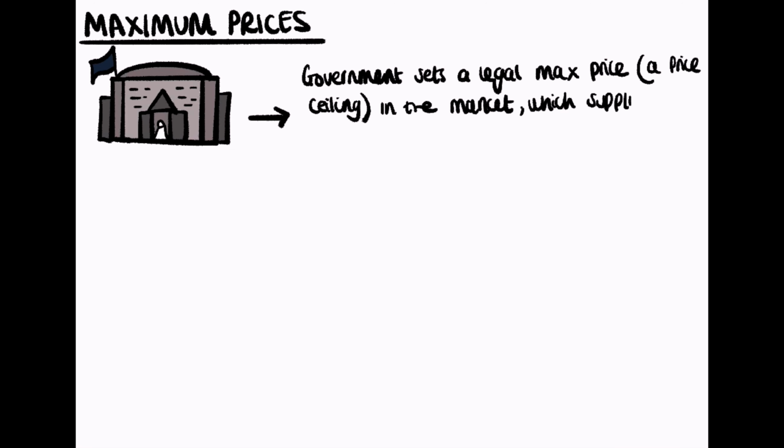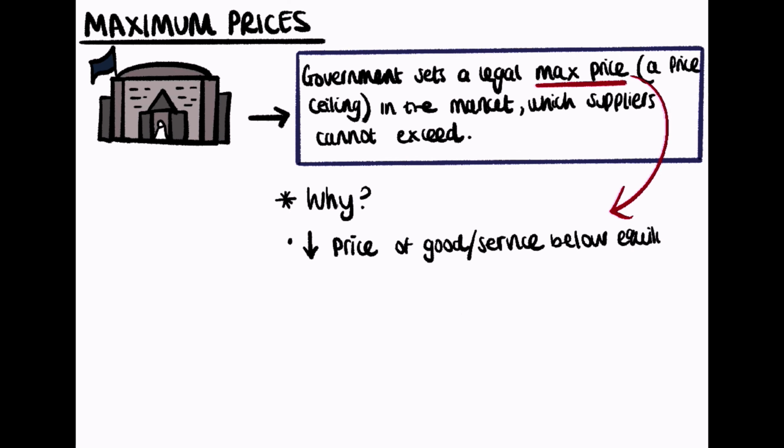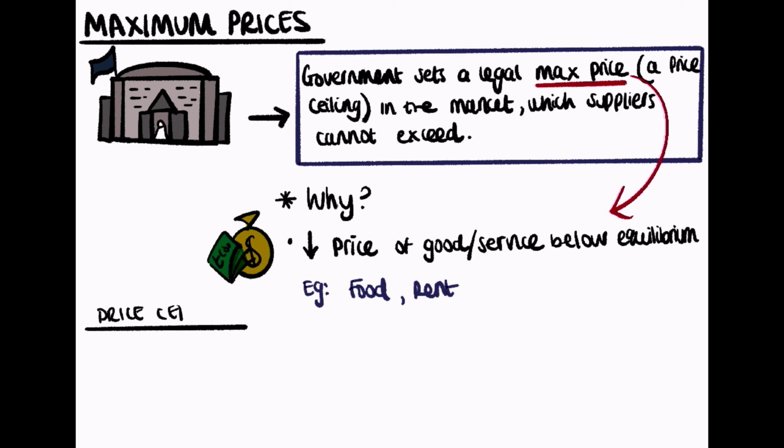The suppliers of this good or service are not allowed to exceed this price limit. So why would they do this? One reason is to reduce the price in a certain market below the equilibrium price. For example, rent controls to stop landlords from charging extremely high rates of rent and make payments more affordable to tenants. Or a maximum price on certain food items to make them more affordable for all.